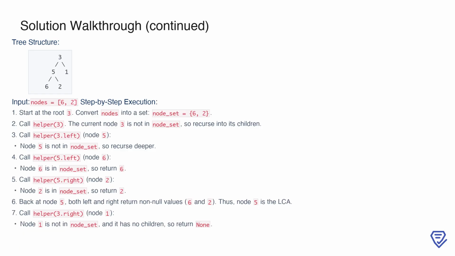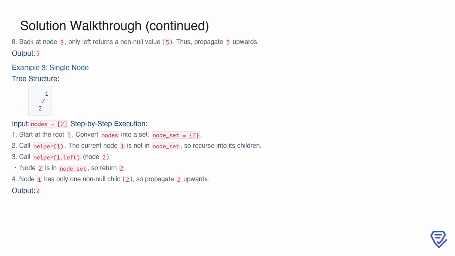Next, we explore the right child of node 5, which is node 2. Since node 2 is also in the node_set, we return it as well. Now, back at node 5, both the left and right subtrees have returned non-null values, specifically 6 and 2. This means that node 5 is the lowest common ancestor of 6 and 2. We then check the right child of the root node 3, which is node 1. Since node 1 is not in the node_set and has no children, it returns none. This concludes the processing for the subtrees of node 3.